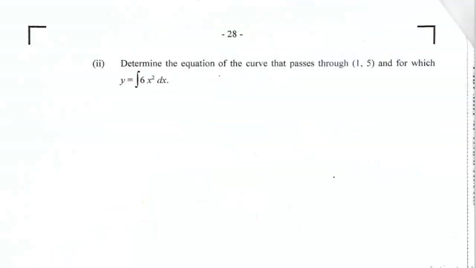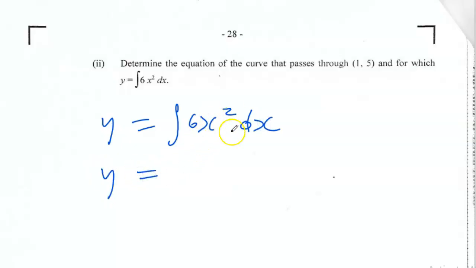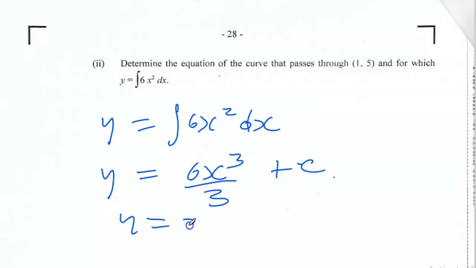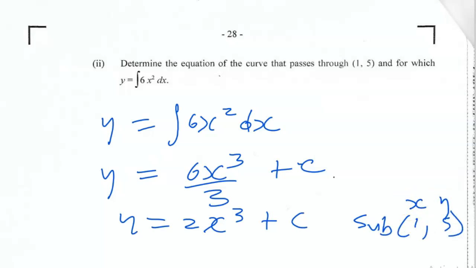That's our solution. In the final section, determine the equation of the curve that passes through (1, 5) and for which dy/dx is equal to 6x squared. So let's integrate 6x squared. We add 1 to the power, we get 3, divided by 3, and of course we add c. So y is equal to 2x cubed plus c, and to get the value of c, we substitute the point, which is (1, 5). X is 1, y is 5, to find the value of c.